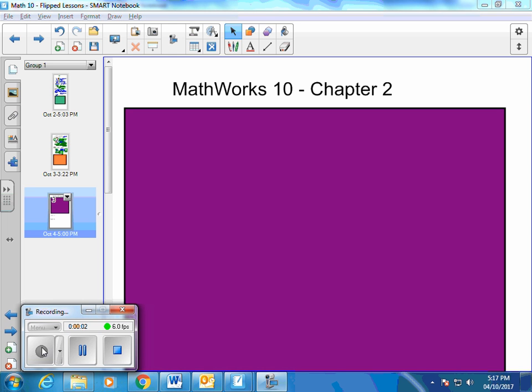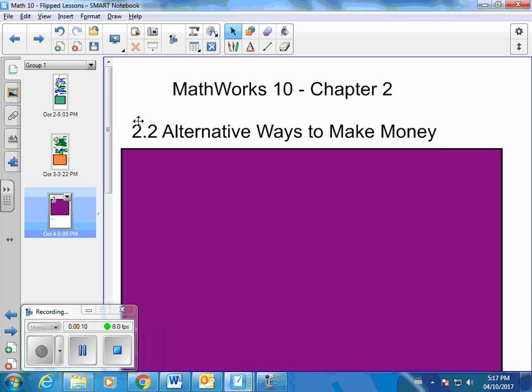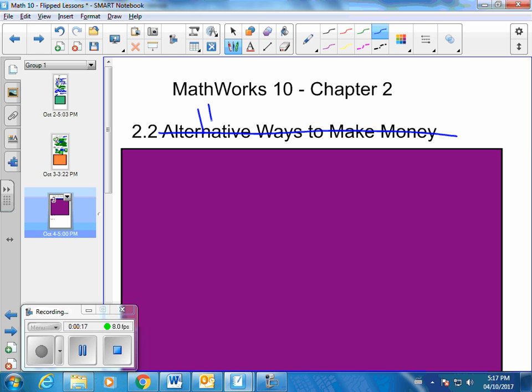Welcome to math class. We are continuing on in the MathWorks 10 workbook in Chapter 2. Today we are doing 2.2, alternative ways to earn money, or as I like to call it, hustlers math.